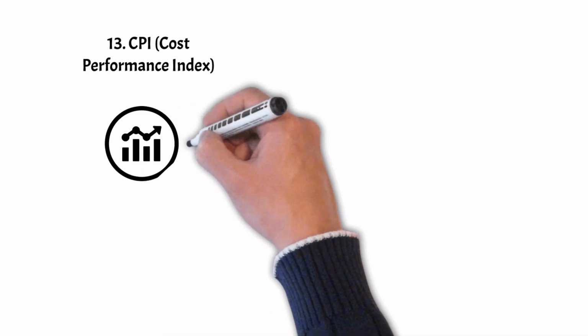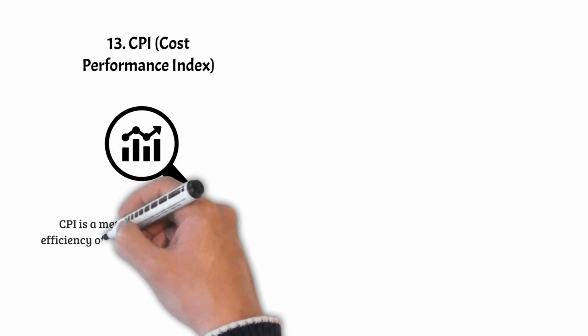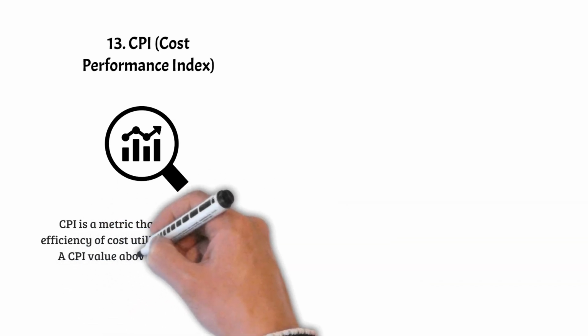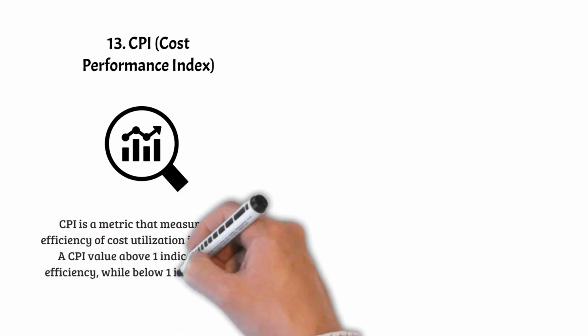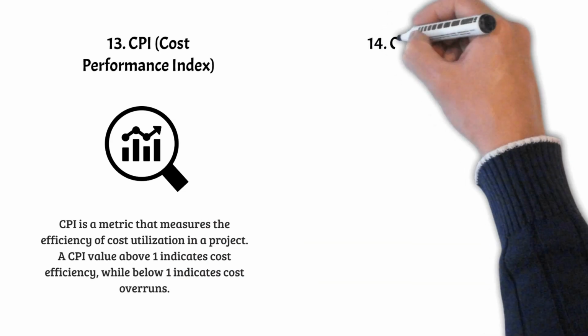13. CPI, Cost Performance Index. CPI is a metric that measures the efficiency of cost utilization in a project. A CPI value above 1 indicates cost efficiency, while below 1 indicates cost overruns.